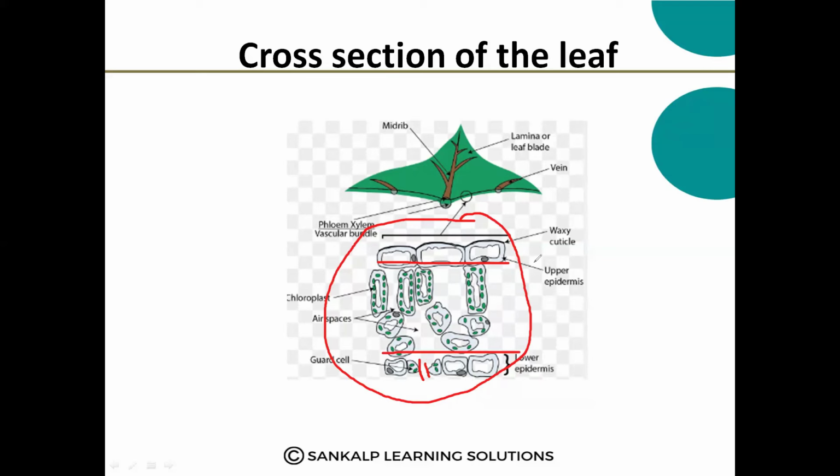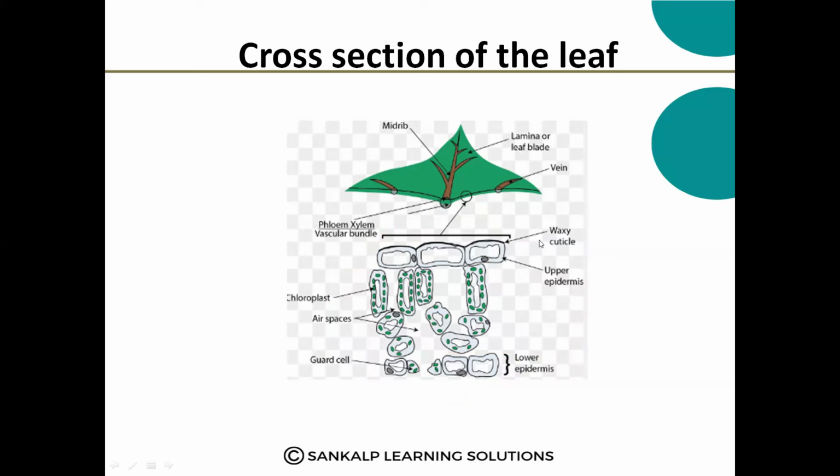So upper epidermis, lower epidermis, and some cells which contain the chloroplast, and some air spaces are present, that we can observe in the cross section of the leaf. And for the photosynthesis process, the main important thing is carbon dioxide. Carbon dioxide is present in the environment, right? So plants don't have specialized structures like a nose, like human beings.